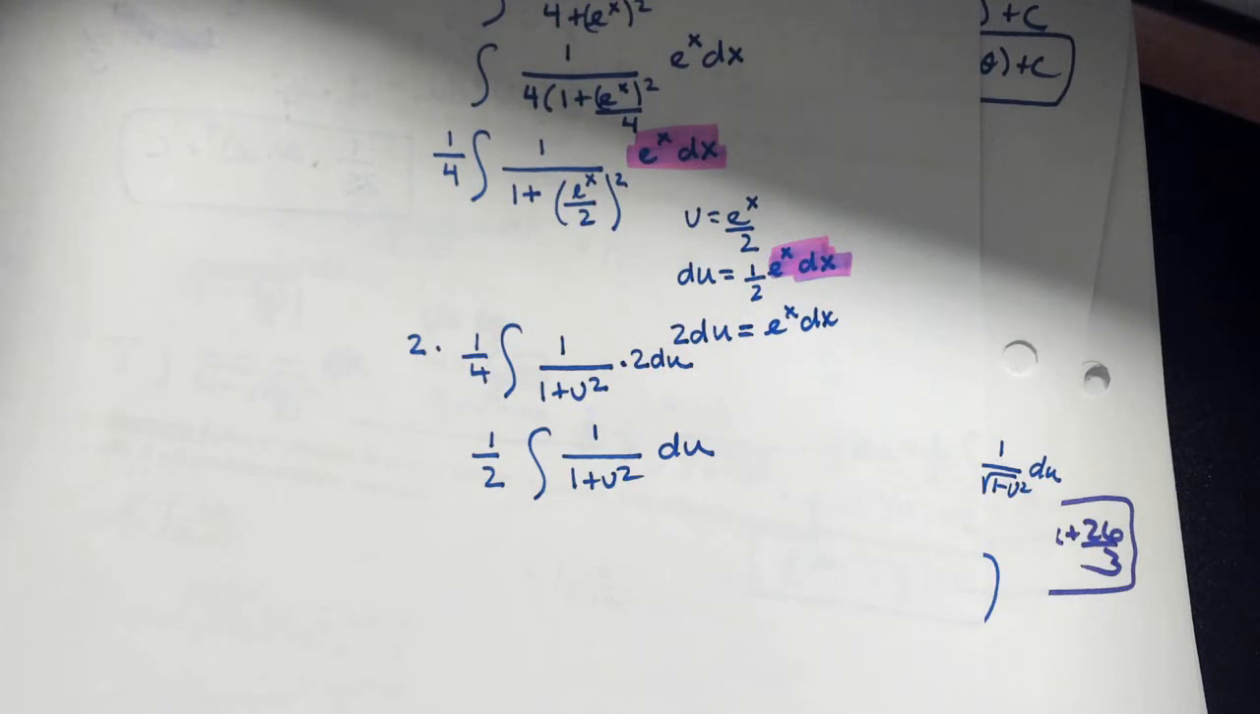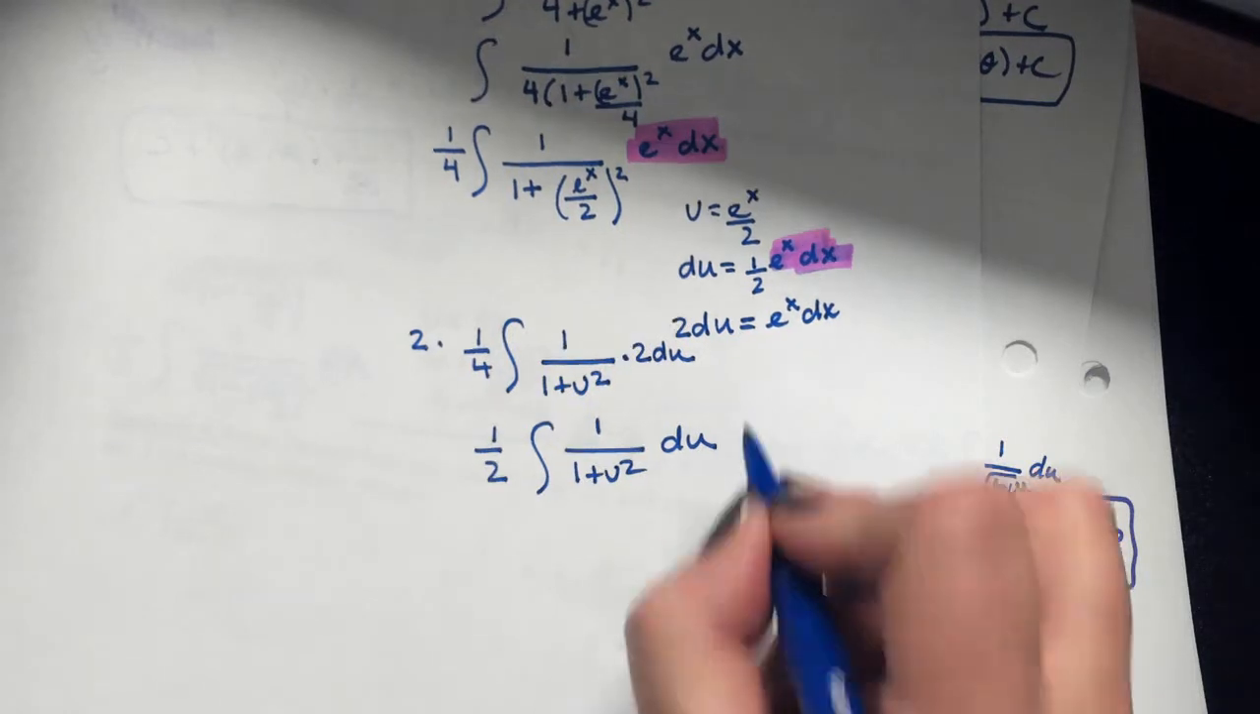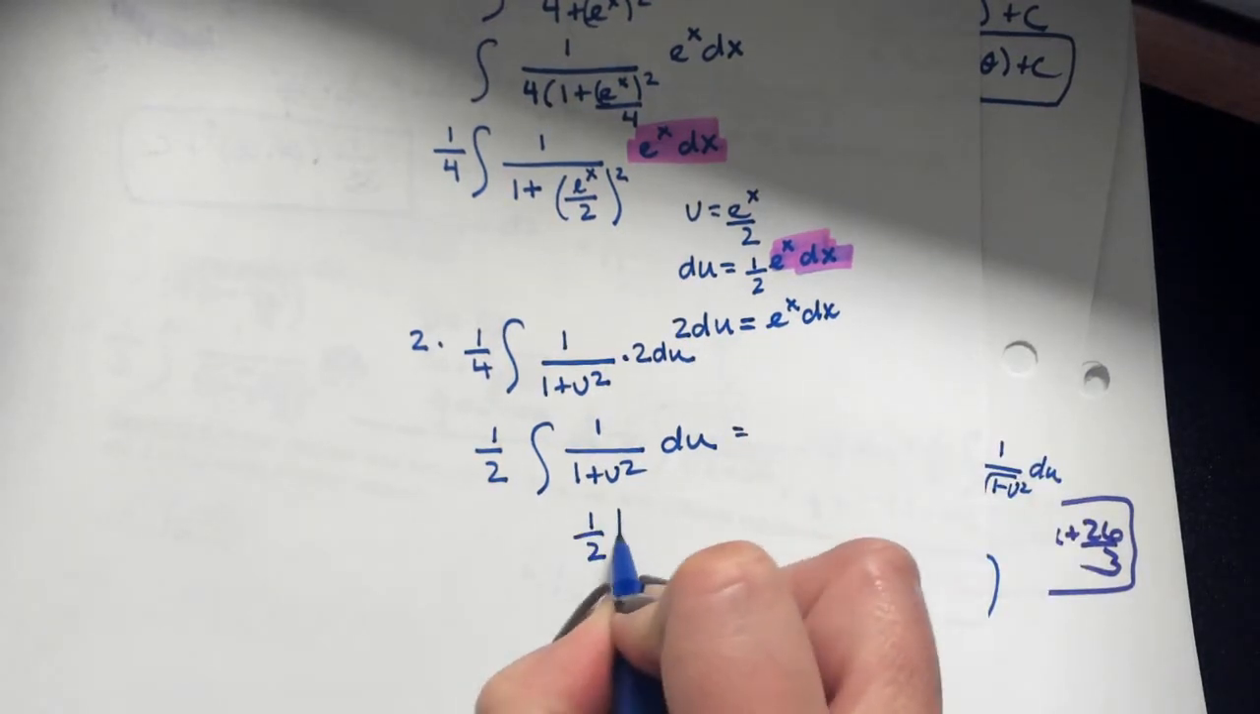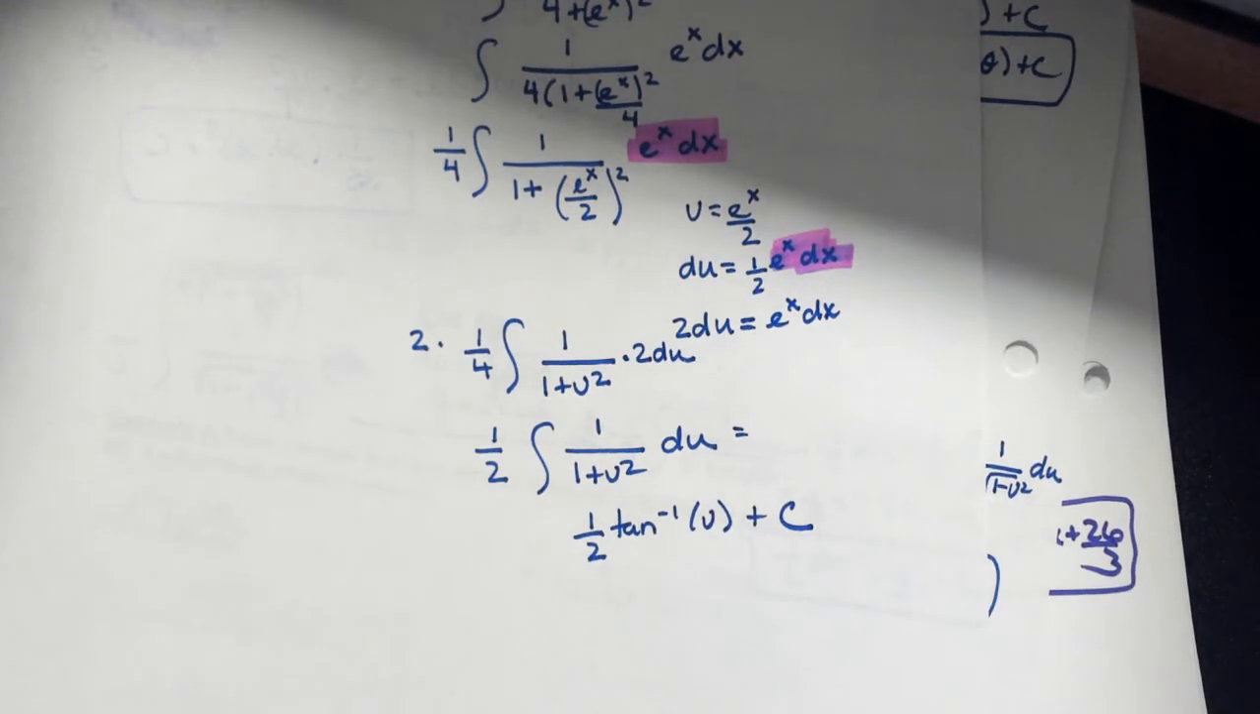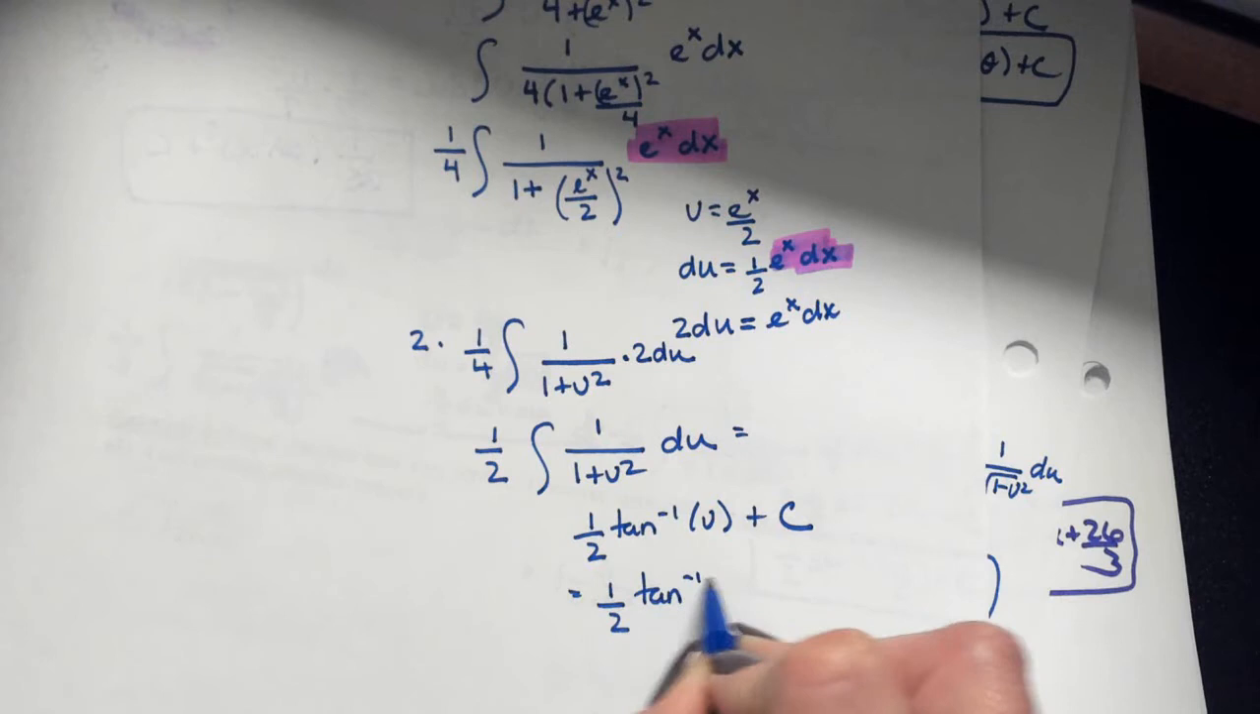Because in order to do inverse tangent, remember, it's got to be in this form: 1 over 1 plus x squared, or in this case, 1 over 1 plus u squared. So all we've done up to this point is algebraic manipulation to get it in that format. So now when I integrate, I can integrate this as 1/2 times your inverse tangent of u plus c. And what is u equal to? U is equal to what? E to the x over 2.